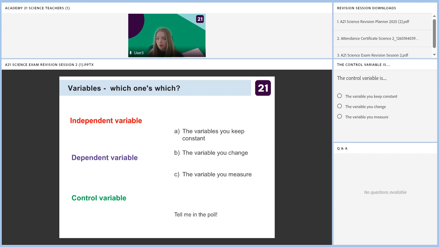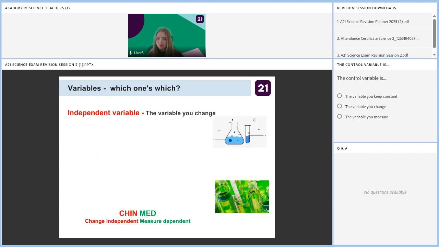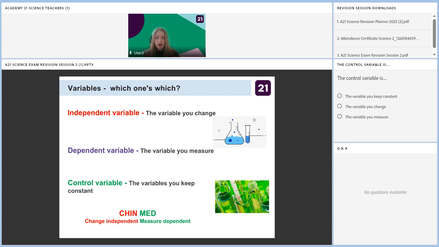Okay, so I'll just pop those all up on screen for us. We can see the definitions next to each of those variables. If you really struggle to remember the difference between the dependent variable and the independent variable, you can use this down here at the bottom, ChinMed. So hopefully you can see that down there at the bottom.